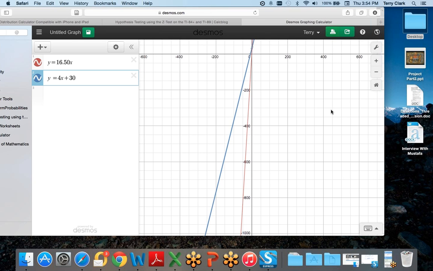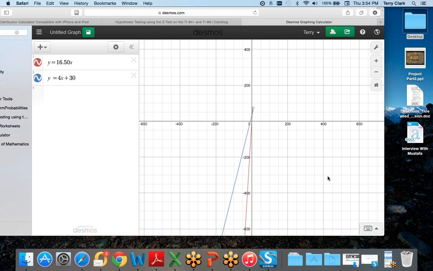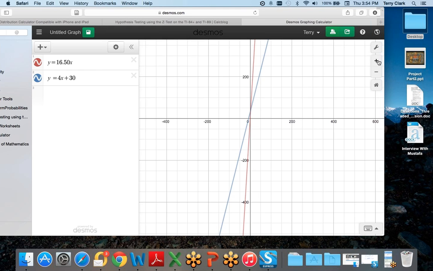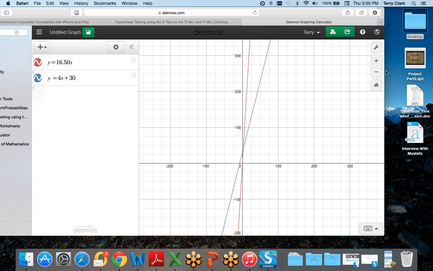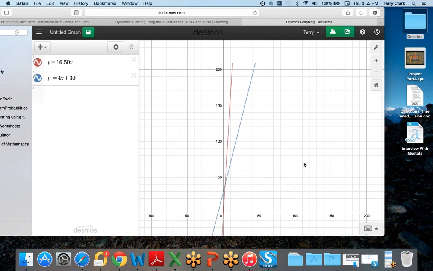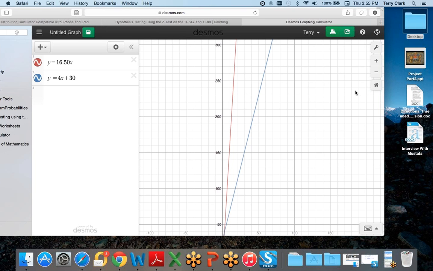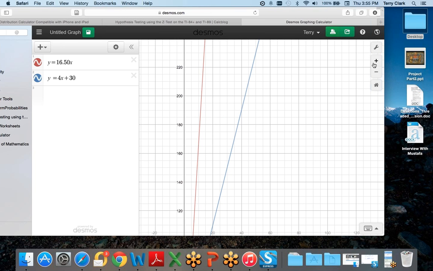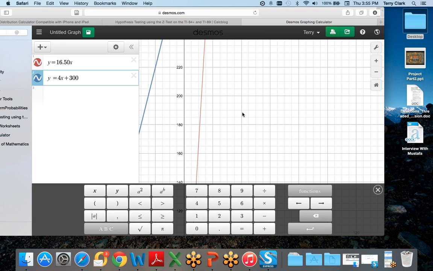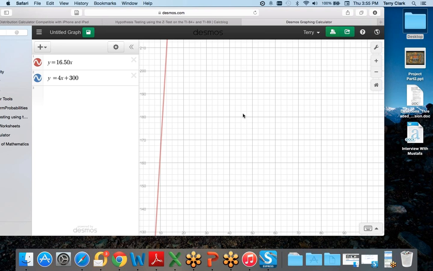Okay, what I basically did was multiply or divide everything by 1,000, and at the bottom of my graph, I'll just say that each one unit is equivalent to 1,000. So 1,000 times 16.5 will give me 16,500. 1,000 times 4 would give me 4,000, and then that's going to be 300. All right, so there we go.